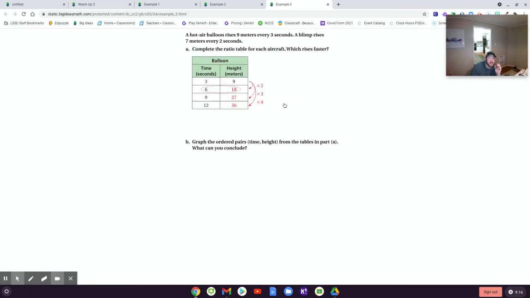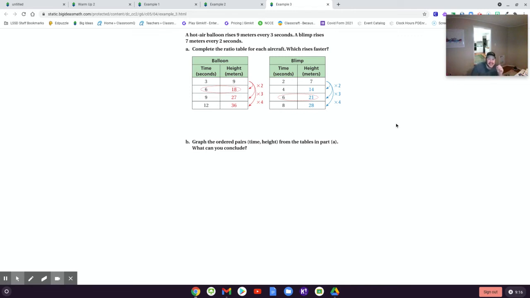Okay, hopefully your tables look something like this. So for the balloon, for 3 seconds, it's 9 meters. Okay, for 6 seconds is 18 meters. For 9 seconds is 27, 12 seconds is 36. So it's going up 9 meters every 3 seconds. For the blimp, it's going up 7 meters every 2 seconds. So 2 seconds is 7, 4 seconds is 14, and so on. So when will the balloon and the blimp be at the same height?